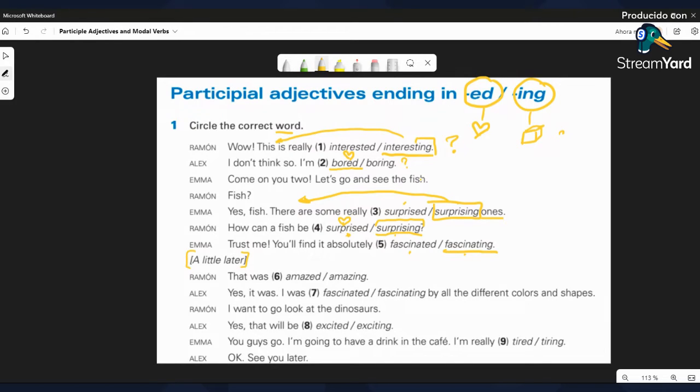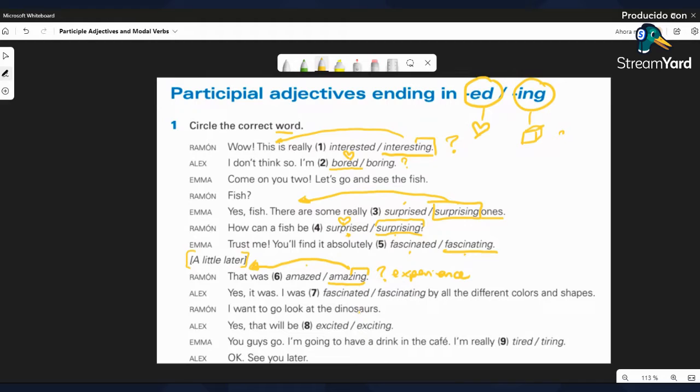And well, it says Ramon, that was amazed or amazing. What is the correct answer here? Amazed or amazing? Correct. That's amazing. We are describing the event. Yes, the experience was amazing. We are describing the experience here. How was the experience? It was amazing. That's why I write it with ing.